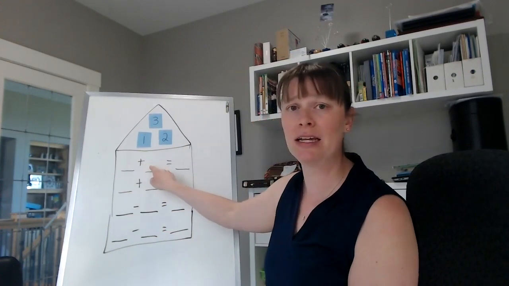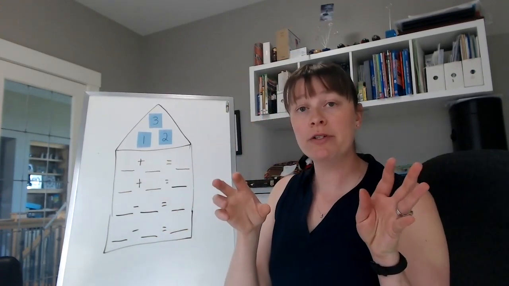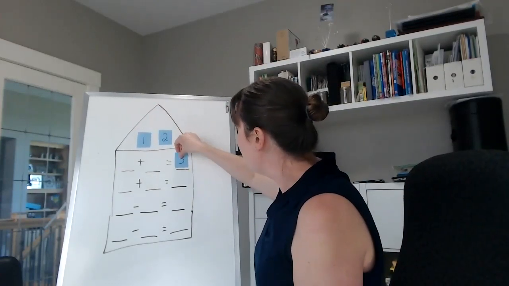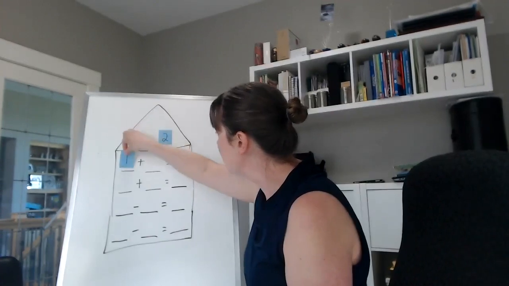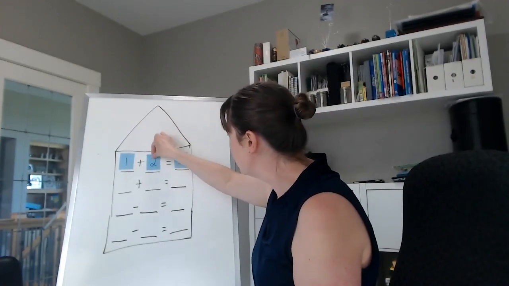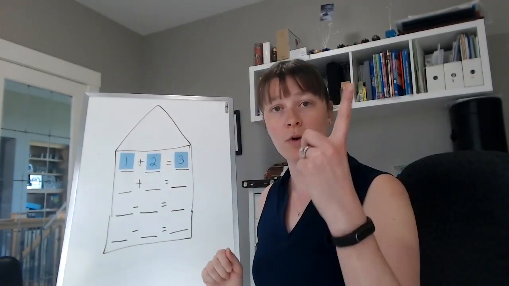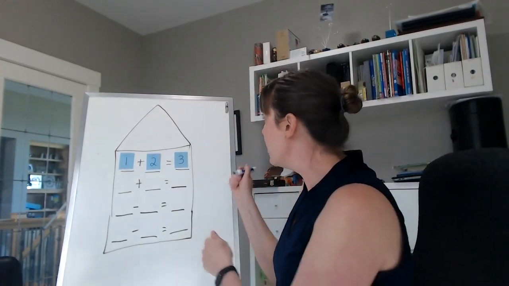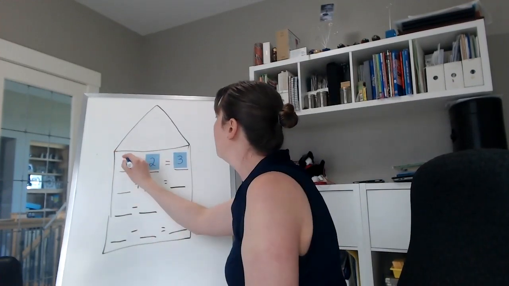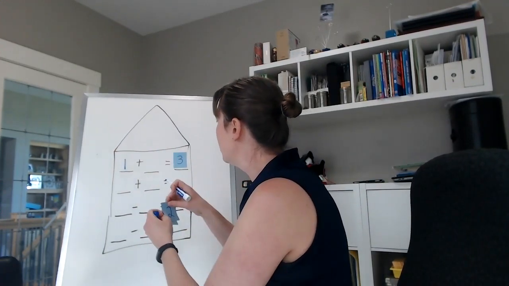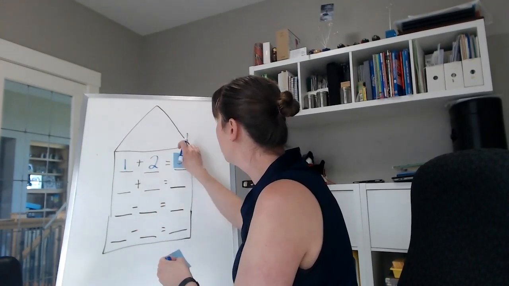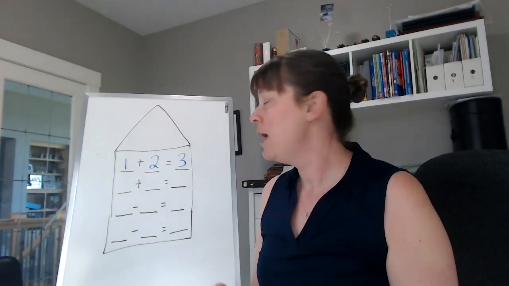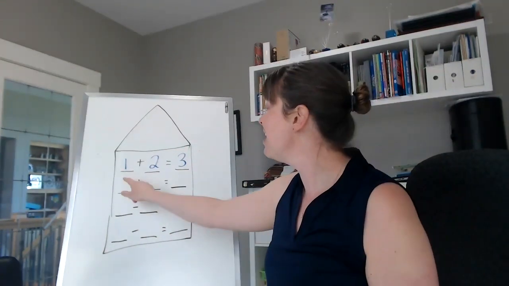I know when I'm adding, I have to add smaller numbers and they give me a bigger number. So my biggest number is 3. I'm going to put that in my equal sign over here. And I'm going to put 1 plus 2 equals 3. Let's see if that works. 1 plus 2 equals 3. That does work. So I can write that number sentence down. 1 plus 2 equals 3.